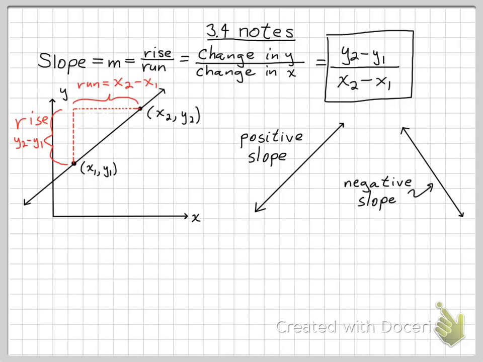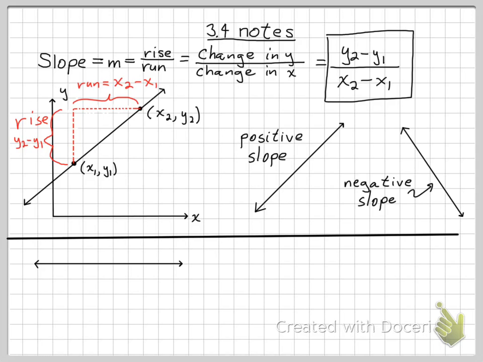And then we have this horizontal line. What is the slope of a horizontal line? The slope of a horizontal line is 0. Let's investigate that really quickly. Remember, the definition of slope is rise over run, and in a horizontal line, the rise is 0. There is no rise in a horizontal line. So it's 0 over whatever the run is, which is 0.